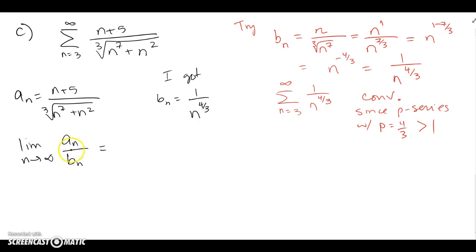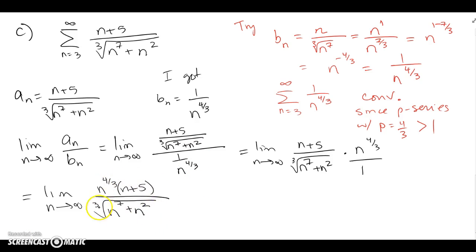Remember, it doesn't matter, as we said in class, whether you put the an on top or the bn on top. As long as the result is a finite constant greater than 0, you're okay. So I'm just going to do an over bn. So looking at the ratio of an to bn, looks a little ugly. We got to go do some algebra.